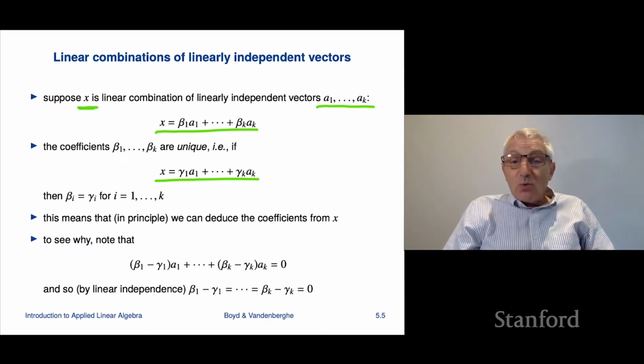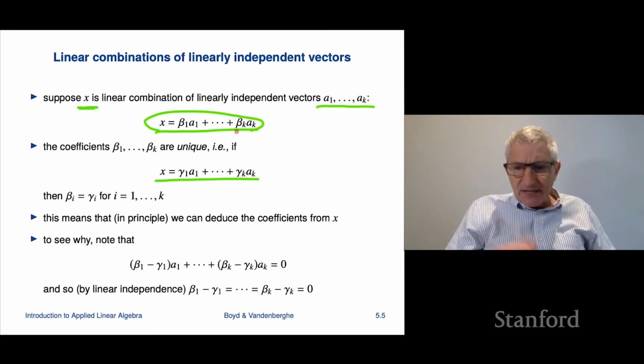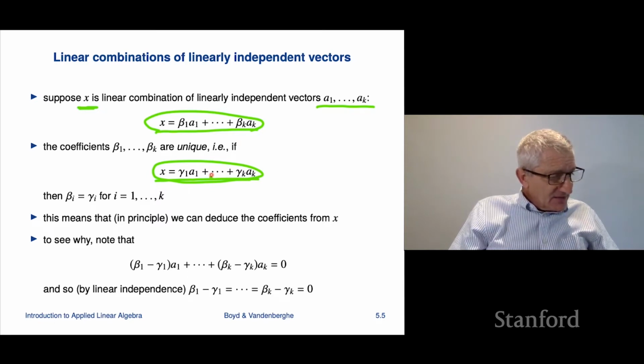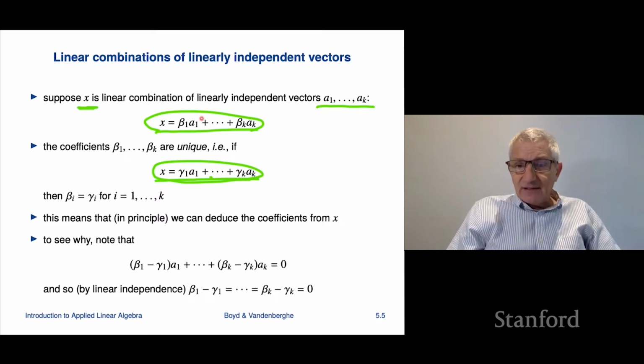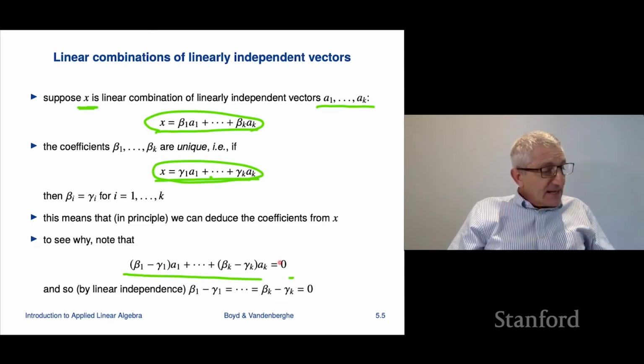Okay, now why would that be? Well, suppose X has that expansion. It's a linear combination with the betas, but it's also a linear combination with the gammas. So what I'm going to do is subtract this from that. And here's what I'm going to get: beta 1 minus gamma 1 times A1 up to this. And that's going to be 0 because the right-hand side is going to be X minus X. This is 0 over here.